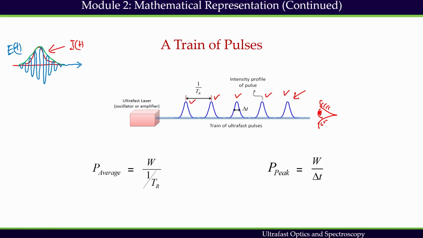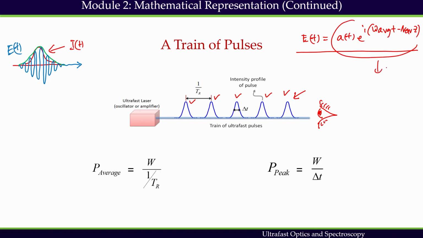But what we have shown here so far is that the expression we have written, E(t) equals A(t) e to the power i(omega average t minus k average z), is an isolated pulse propagating along the z direction. And how do I represent this pulse? The pictorial representation is not going to be like this. It is actually a field envelope, which is A(t), and then its carrier wave.